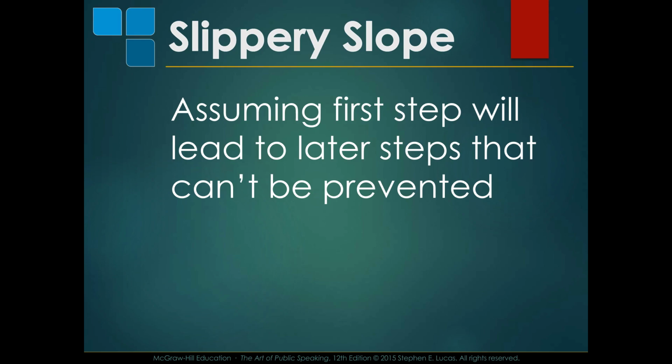Slippery slope. That's assuming a first step will lead to a later step that can't be prevented. It's really one that implies that we don't have any courage. We won't say no to a really terrible thing, so let's not do something that's not terrible at all.